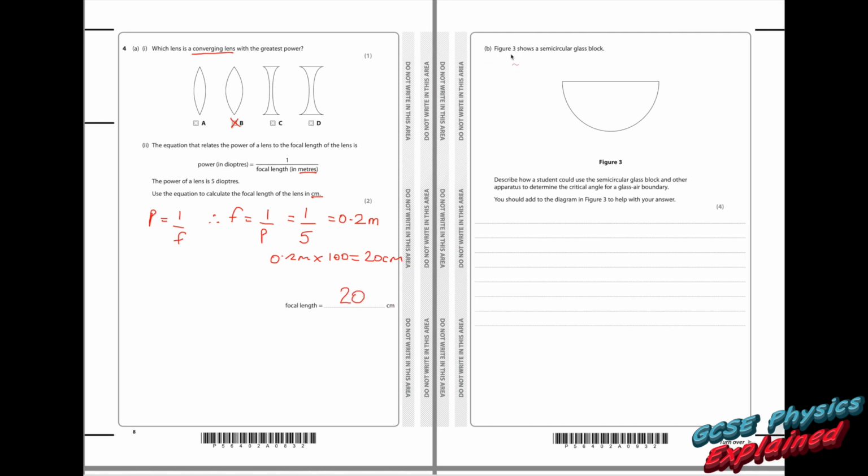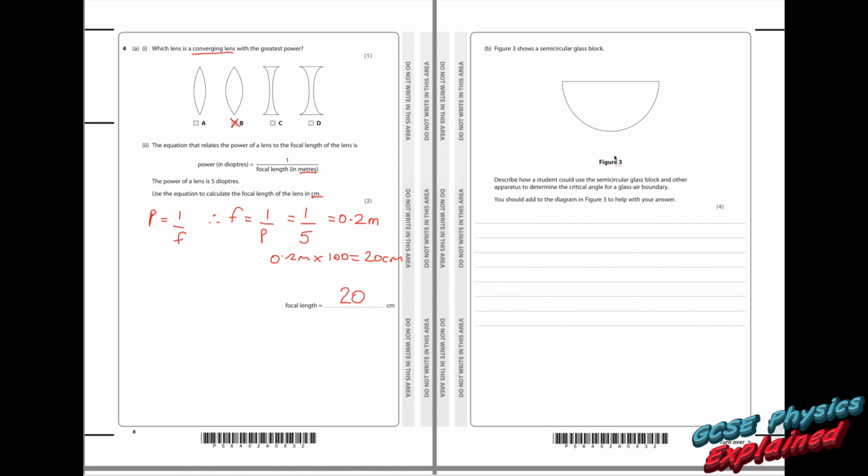Part B. Figure 3 shows a semicircular glass block. Describe how a student could use the semicircular glass block and other apparatus to determine the critical angle for a glass-air boundary. You should add to the diagram in figure 3 to help you with your answer.